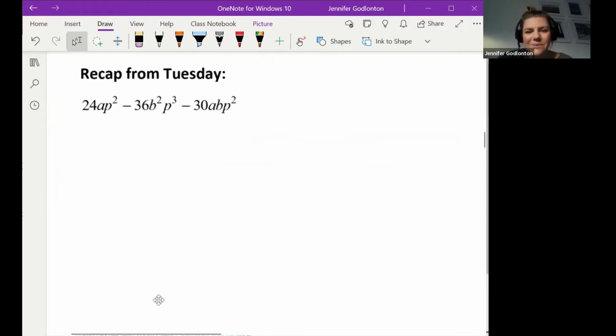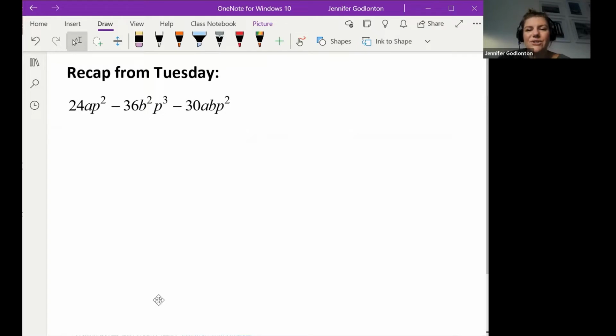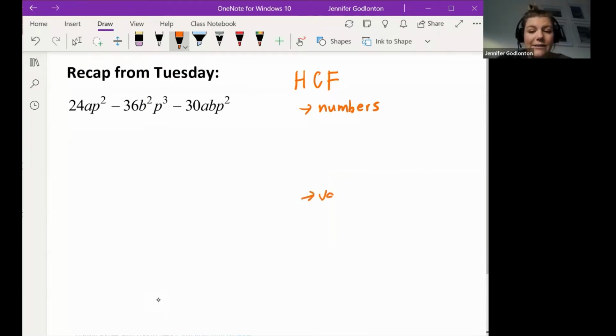So this is what we were looking at on Tuesday. We were looking at how do we take out a highest common factor from an expression. Remember, when we look at our highest common factor, we look at what is the common factor with the numbers? And then what would be our common factors with the variables?